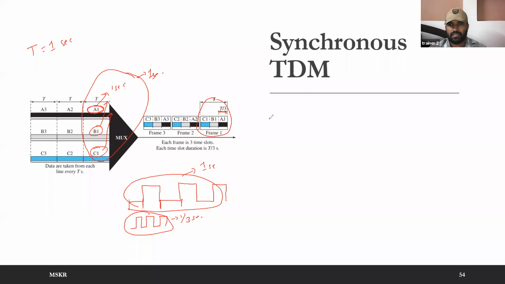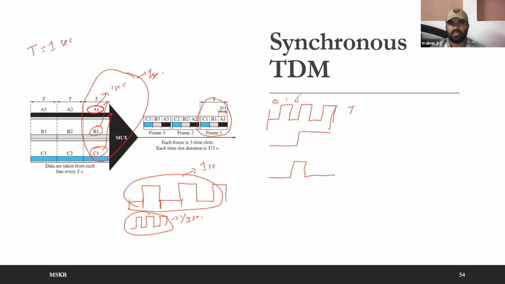So let's say user 1 sent this signal, user 2 sent something like this, and user 3 sent like this. So this is in the interval of t. Can someone tell me what is the meaning of this?